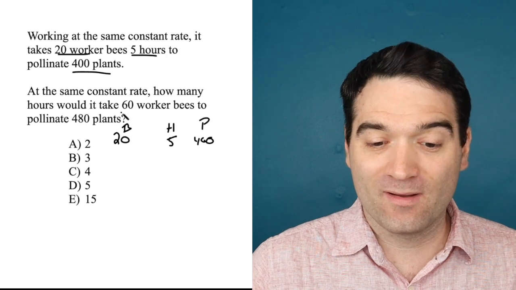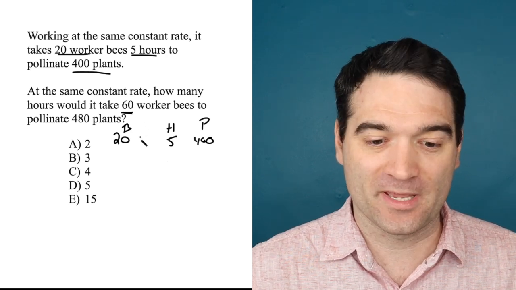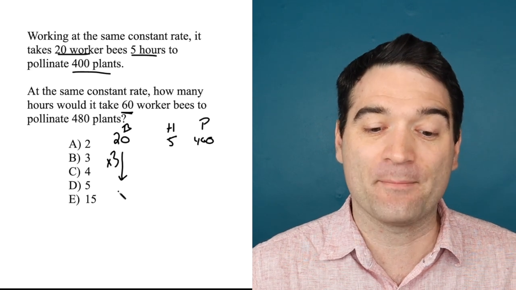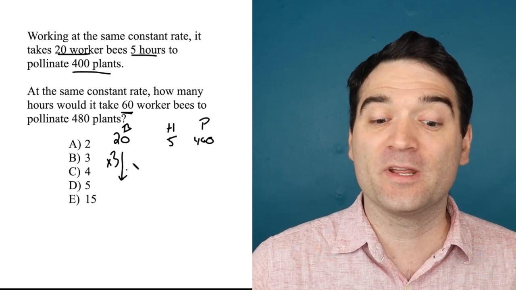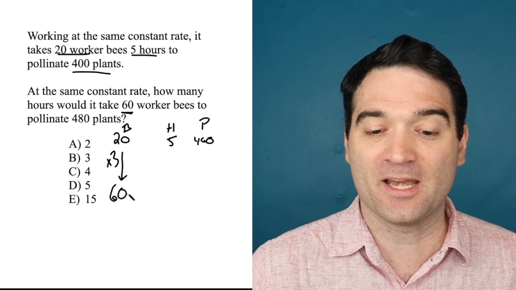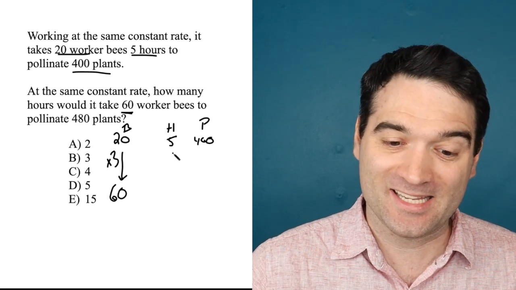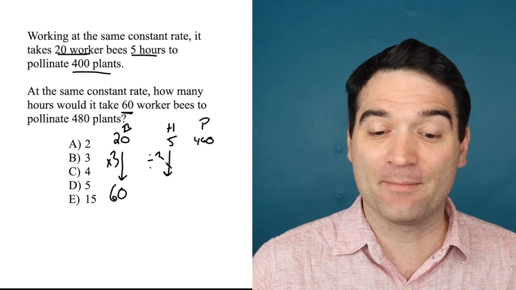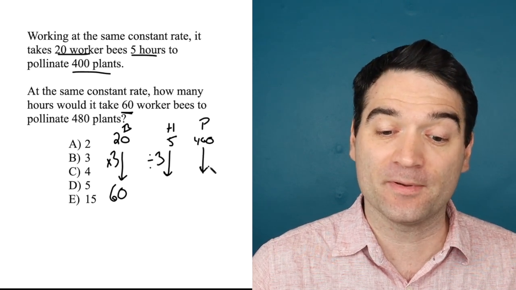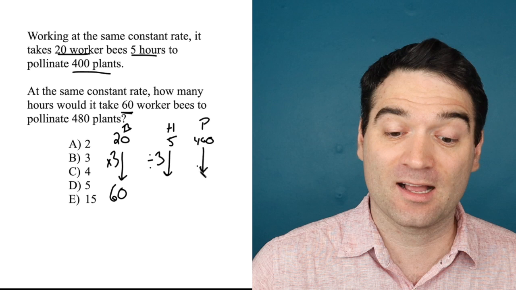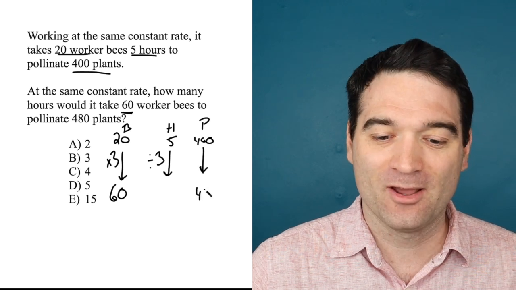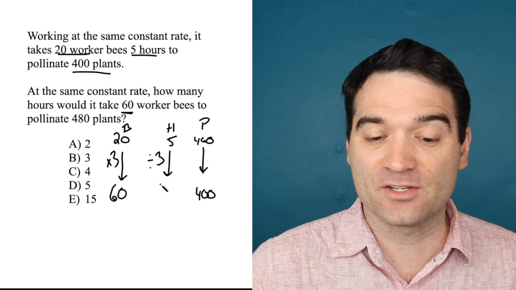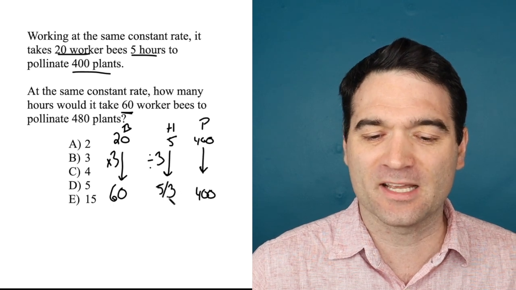I want to know how long it's going to take 60 worker bees. So that is an increase by a factor of 3, right? 3 times as many bees. Well, if I have 3 times as many bees, it's going to take 1/3 of the time. So I need to divide the time by 3. And of course, I want to keep the number of plants constant. We can change that in a minute, but we only want to change 2 variables at a time. So 5 divided by 3 is 5/3, and you can write that as a decimal if you want to.